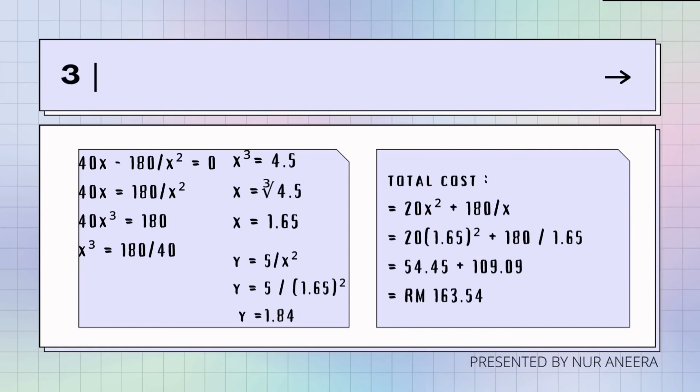Then, we can calculate the total cost. To know the total cost of the container, we need to substitute the value of x in the total cost formula, which is 20x squared plus 180 over x. Therefore, it will be 20 times 1.65 squared plus 180 over 1.65. Using a calculator, we will get 54.45 plus 109.09. And the final total cost is 163 ringgit and 54 cents.